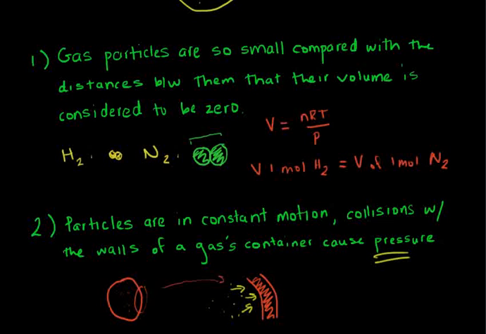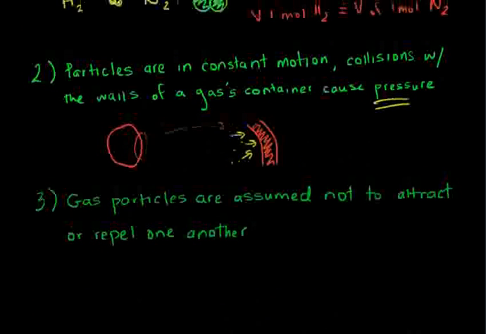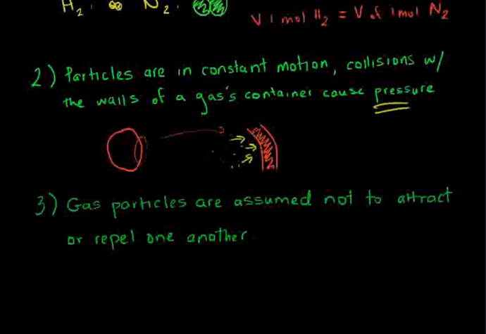That's the second statement of the KMT. The third tenet says that gas particles are assumed not to attract or repel one another, and this is sort of counterintuitive. Let's say we've got two molecules of hydrogen gas. And so hydrogen gas consists of two protons.